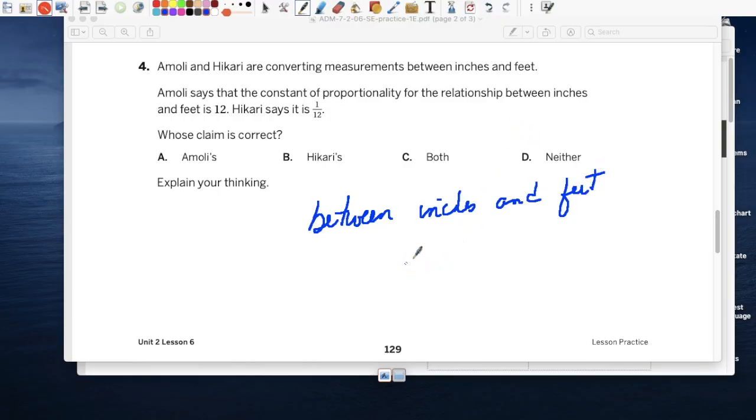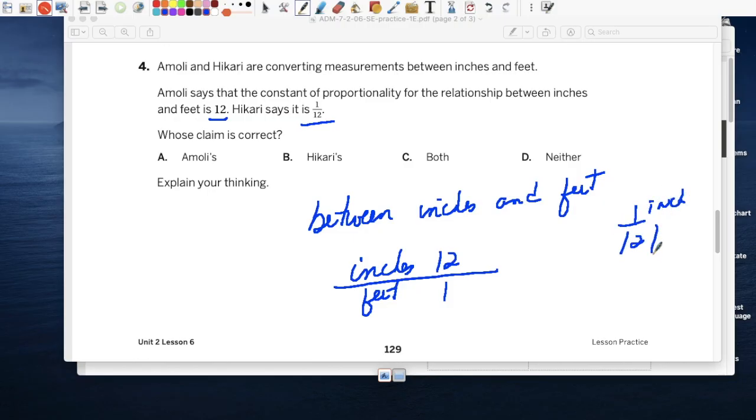Okay, so let me write this as a fraction, inches and feet. If you write this as a fraction, we know that there are 12 inches in 1 foot, right? So this relationship is 12 inches for every foot. Is it this guy or is it this guy? Because this one says 1 over 12, which says 1 inch for every foot.